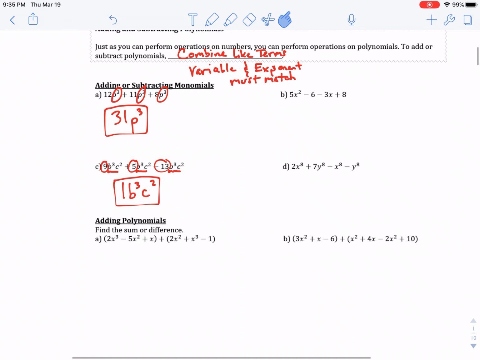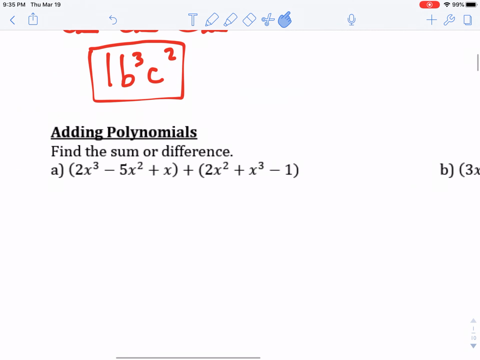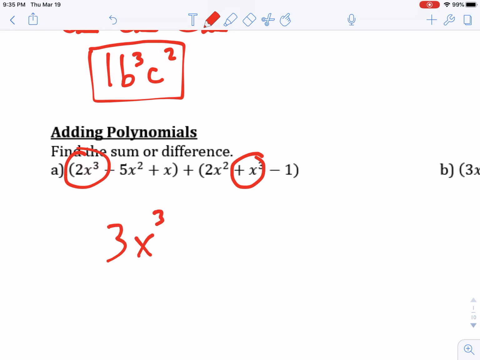Okay? Now they get a little bit more lengthy, like this one. You're adding multiple things, so you have to pick out the like terms. So the x to the third power combines with the other x to the third power. So that's 2 plus 1, which is 3x to the third powers. And then the x squareds are there and there. So that's negative 5 and positive 2, which makes negative 3x squareds.